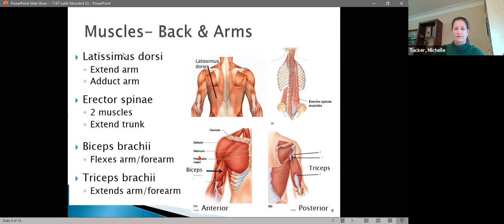Now we're going to start by talking about extending the trunk. So flexing the trunk is when you touch your toes. And extending the trunk is coming back up. And we have two muscles that are going to be used. Well, there's actually a lot more than that. There's two muscles that we're going to go over that allow for trunk extension.